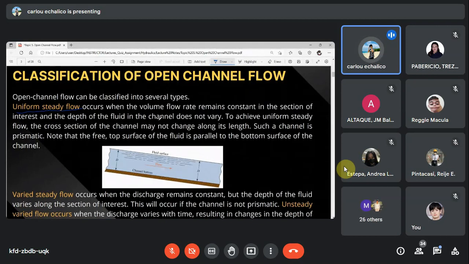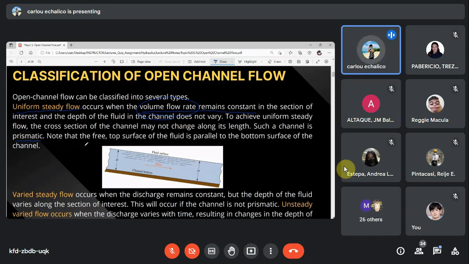So, when can we say na uniform ang ato ang flow? This occurs when the volume flow rate remains constant in the section of interest. So, sabihin na itong discharge is constant in the section of interest and the depth of fluid in the channel does not vary. So, to achieve uniform steady flow, the cross-section of the channel may not change along its length. So, dapat ang cross-section sa itong channel, dili mag-change. And such channels is called prismatic. Sinabing, wala nag-change ang iyang cross-section, that's what we call prismatic.